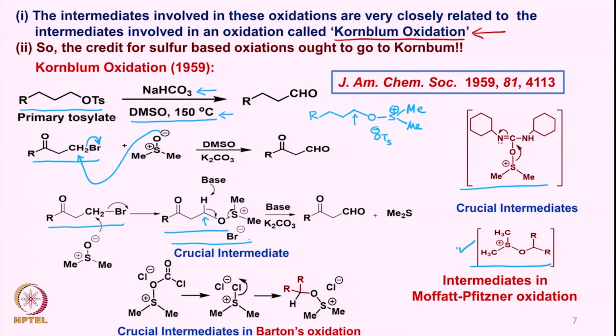So this intermediate here is very closely related to this intermediate, as you can see that there is a carbon that holds a hydrogen, and of course you have oxygen, then you have a positively charged sulfur, and of course you have the 2 methyls. So the base can pick up the proton as I have shown it here, and the oxidation completes by the loss of dimethyl sulfide, as we have discussed in other cases.